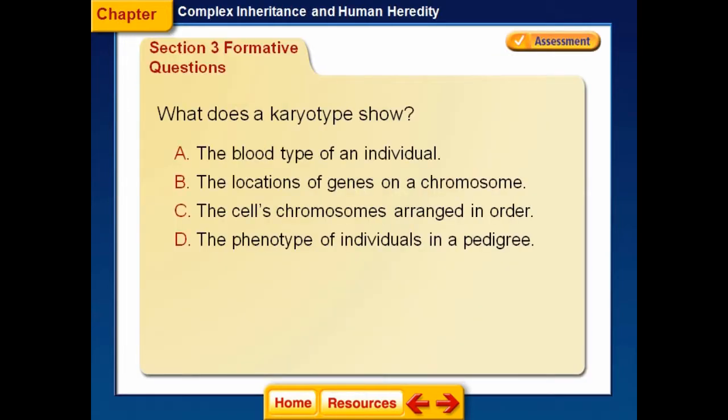Okay, some formative questions here. What does a karyotype show? Is it A, the blood type of an individual, B, the locations of genes on a chromosome, C, the cell's chromosomes arranged in order, or D, the phenotype of individuals in a pedigree? If you said C, the cell's chromosomes arranged in order, you are correct.